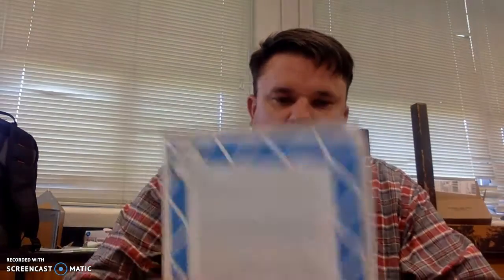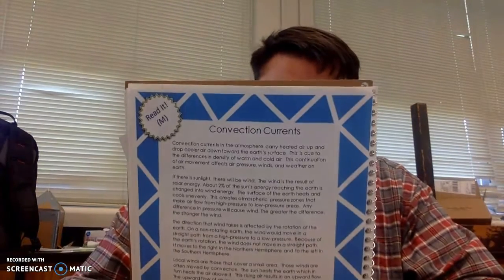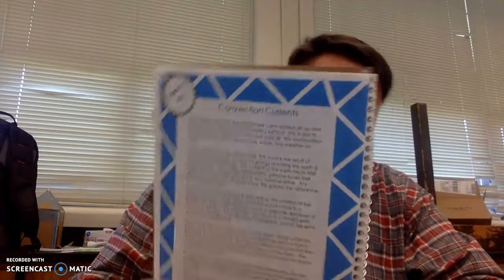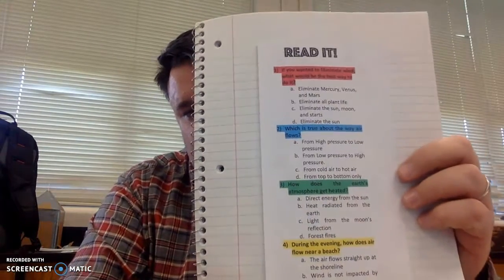Okay, guys, for the next part of your interactive notebook, we're going to do the read it section. There's an article entitled Convection Currents. It looks like this. That is in the back of the classroom under the windows on the back shelf. And beside it is a little piece of paper that's got the colors on it with these multiple choice questions. Okay, those are going to be the next things.